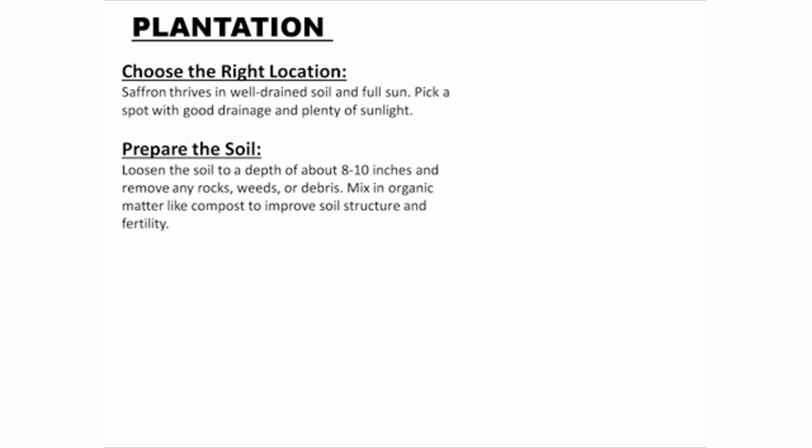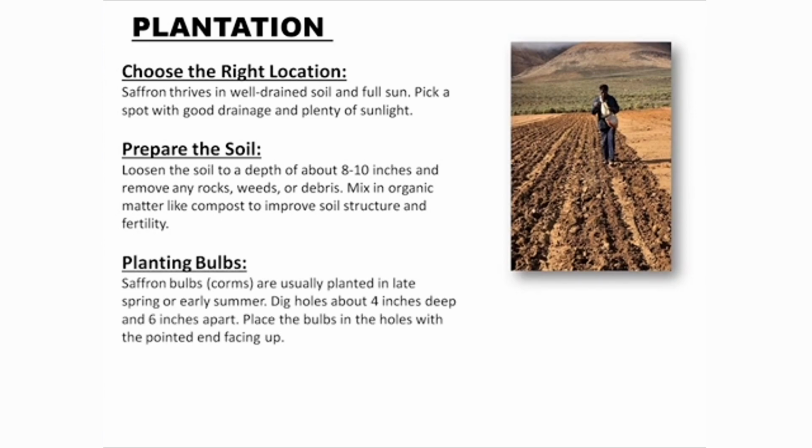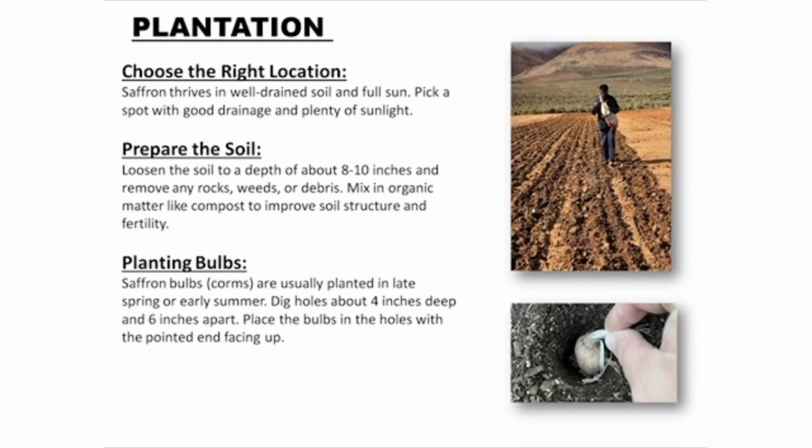And then we mix in organic matter, such as compost, to improve the soil structure and fertility. We see in the picture how to prepare the soil, and the next step is planting the bulb. Generally, the bulbs, which are called corms, are usually planted in late spring or early summer.